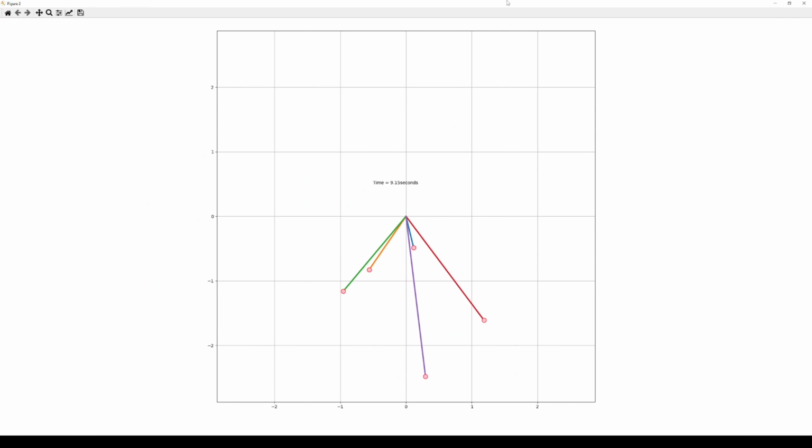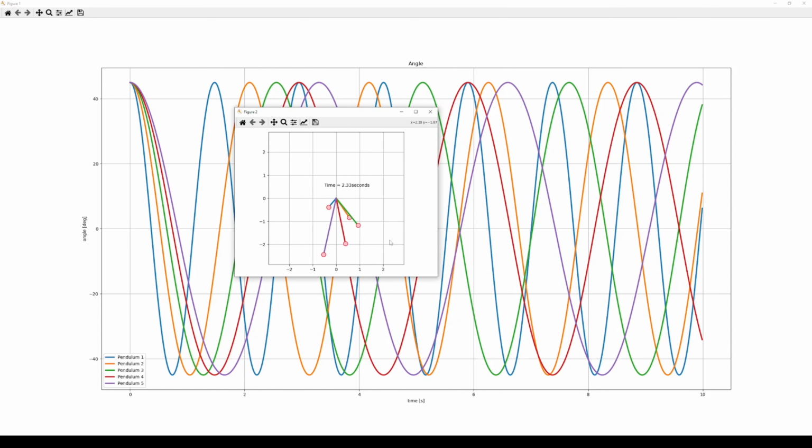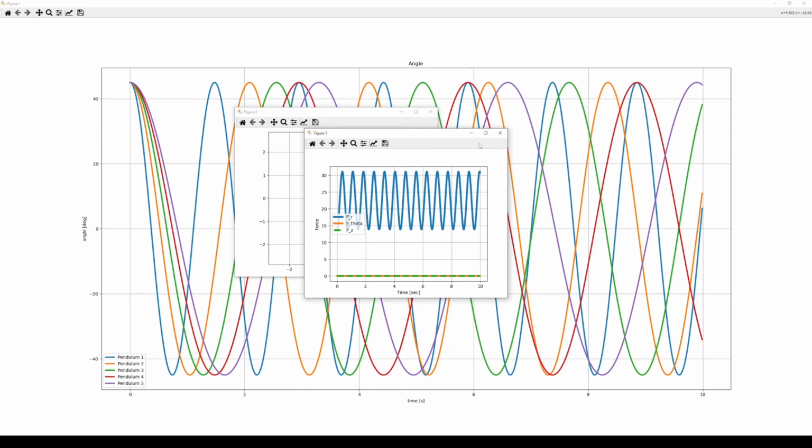Here's the actual animation. It runs a little faster if you leave it smaller. But here's the animation. We have the time showing, and you can see this blue one is going back and forth faster than the longer ones, right? So the frequency is higher for the smaller length links. Very cool.